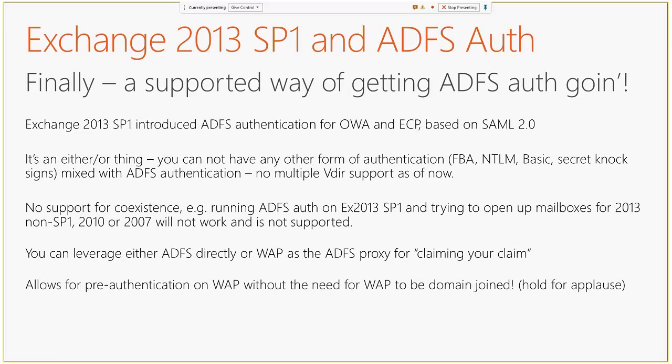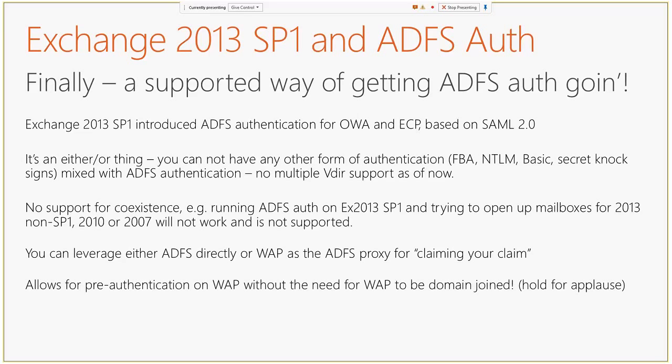The first thing is you cannot mix and match. There's no way you can have forms-based authentication, NTLM, basic, whatever, mixed with ADFS. So you pick one or the other. If you want to have ADFS for OWA, there's no way you're going to get FBA, NTLM, or whatever on the same virtual directory. There is no support for coexistence at the moment. So if you're running on 2013 SP1 and you're trying to open up a mailbox that's on 2013 non-SP1, meaning older than SP1, or 2010 or 2007, this will just not work.